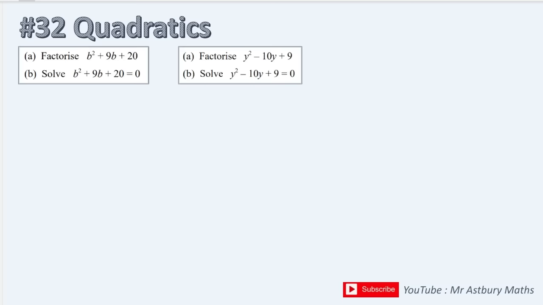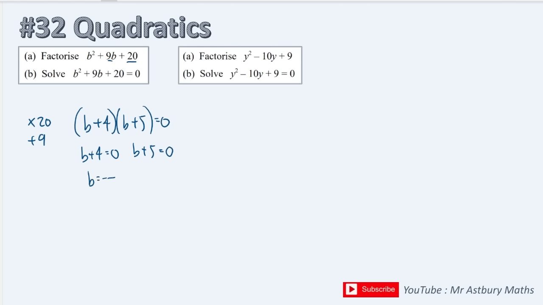Let's get into it. We have a C term of 20, so two numbers that times to make 20, and they must add to make 9. So those two numbers are 4 and 5. So you have B plus 4 and B plus 5. That equals 0. And that means that one of these two brackets must equal 0, because that's the only way we're going to get a 0 when we times two things together, which means that B must equal minus 4 or B must equal minus 5.